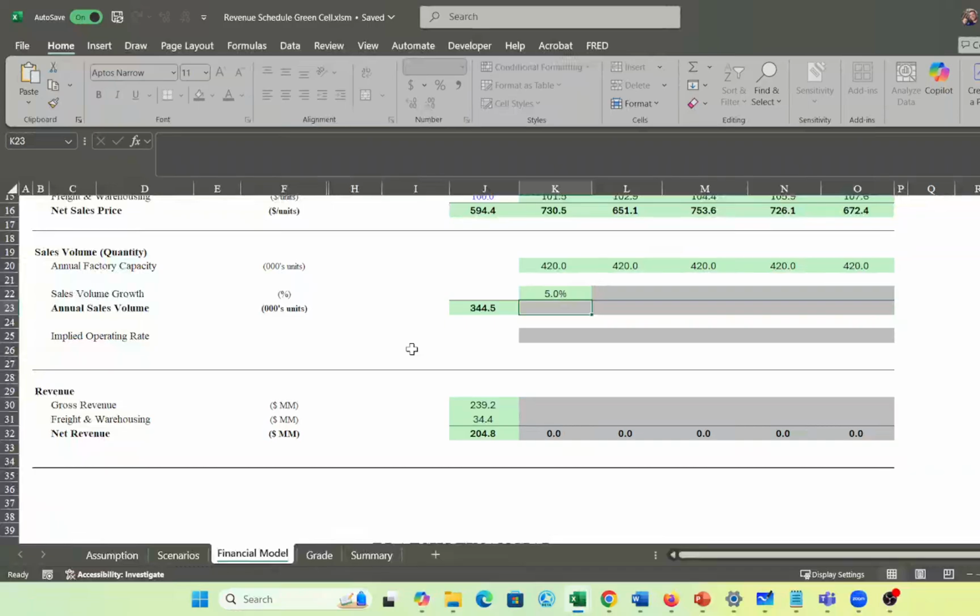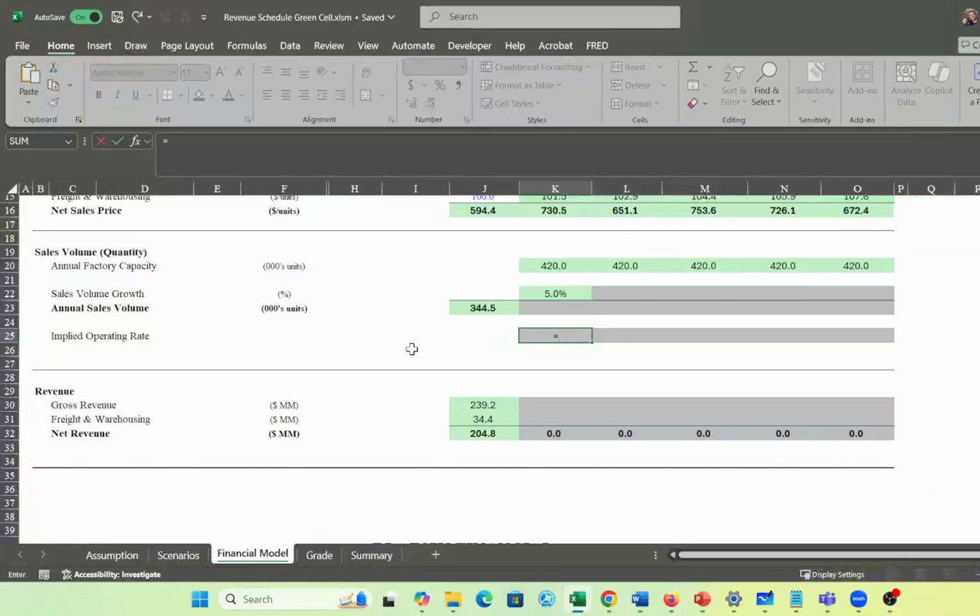You know what? Before I solve that, I want to show you what the implied operating rate means. We only can have 420 million units. That's the maximum we can produce per month or year in our factory as is. So this shows how much of our capacity we are actually using. If we produce 420, we're at 100%. If we're more than that, it may be higher than 100%. So this is going to be an important number.